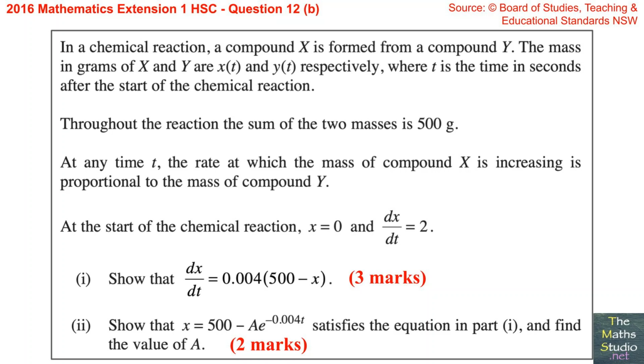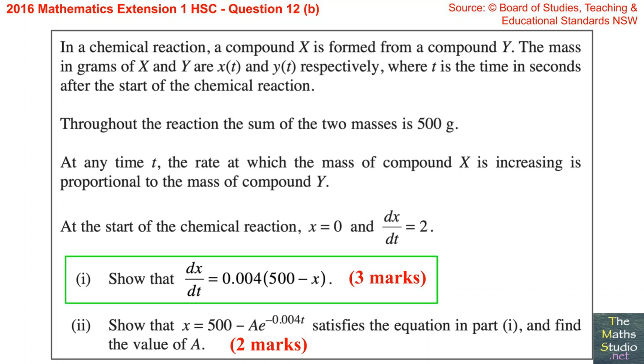At any time t, the rate at which the mass of compound X is increasing is proportional to the mass of compound Y. At the start of the chemical reaction, x equals 0 and dx/dt equals 2. Part 1. Show that dx/dt equals 0.004 times (500 minus x).